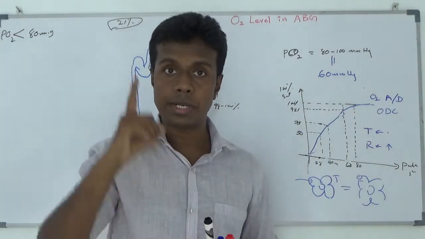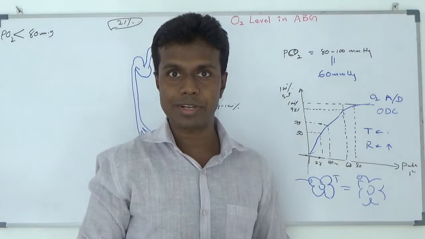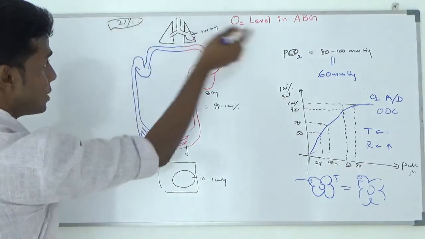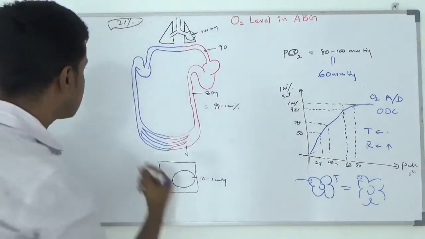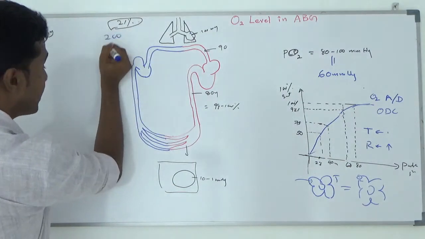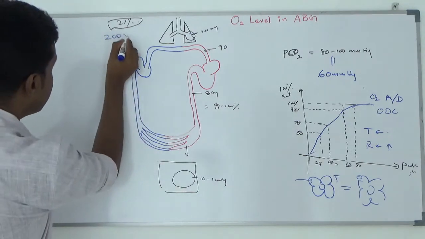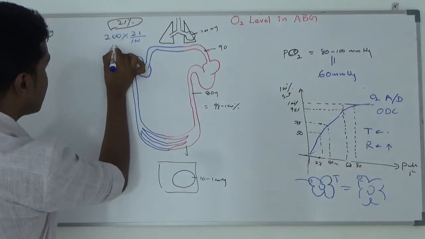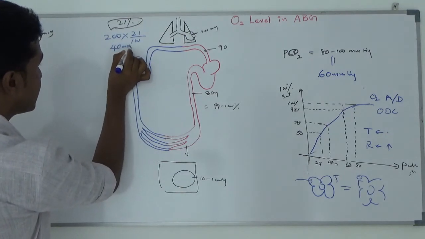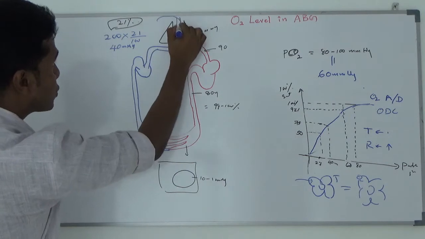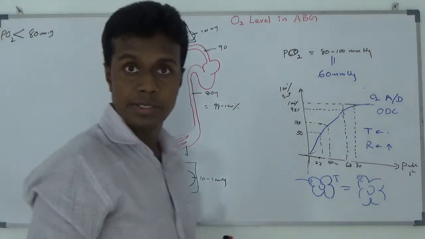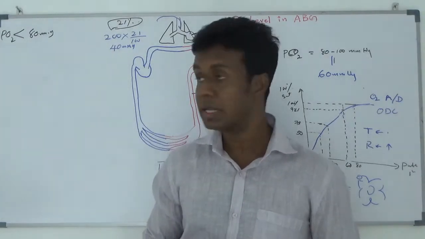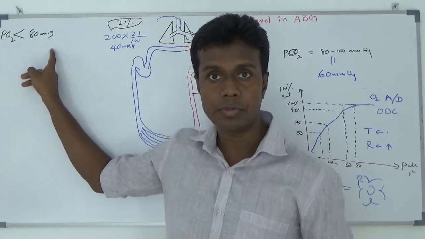If the patient is at high altitude, at the top of Mount Everest, the total atmospheric pressure will be about 200. Of this 200, 21% belongs to oxygen. That means 40 millimeters of mercury is there, so your inhaled oxygen also contains only 40 millimeters of mercury. Because of that, you have a partial pressure of oxygen in the blood less than 80 millimeters of mercury.